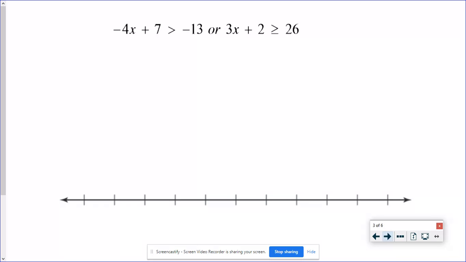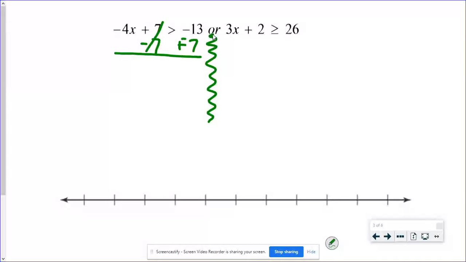When we have the word or, we are doing 2 separate problems. You can't take anything from one problem and put it into the other problem. So I kind of try to draw something to divide the 2 problems so you don't try to combine them. On the left side, I want to get the x by itself, remember? So I have to get rid of the 7 first. And you can do a keep, change, change if that helps you. So I'll have a negative 4x is greater than negative 20.